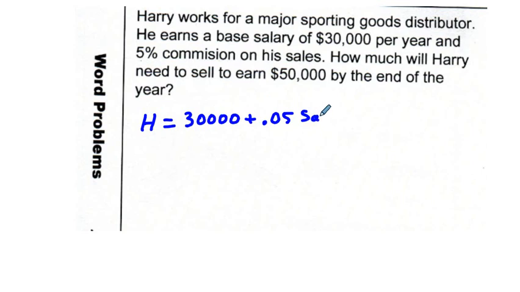So I put sales. The reason I don't use S as a variable is because it looks too much like a 5. So I like using a different letter than S for that reason. We know that he needs to make $50,000, so I'm going to replace that H with 50,000, and then I have 30,000 plus 0.05 sales.